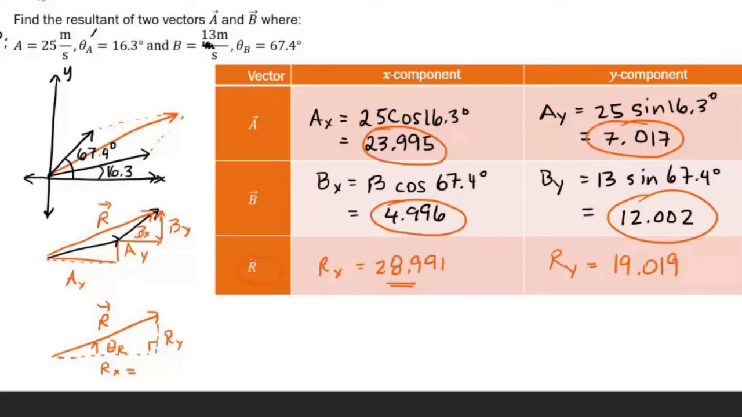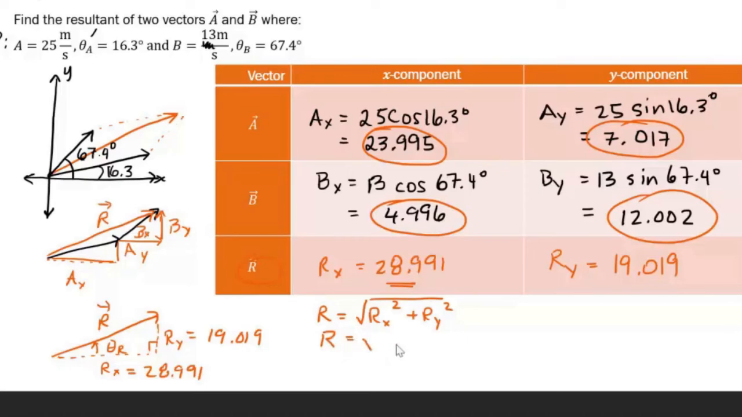So now we know that the x component is 28.991, roughly 29, and the y component is 19.019. Given the components of a vector, we can now use the Pythagorean theorem to find the magnitude of the vector. The magnitude squared will be equal to the x component squared plus the y component squared. We can save ourselves a bit of time by immediately taking the square root of both sides. The square root of r squared is just r, and then of course the square root of the right-hand side.